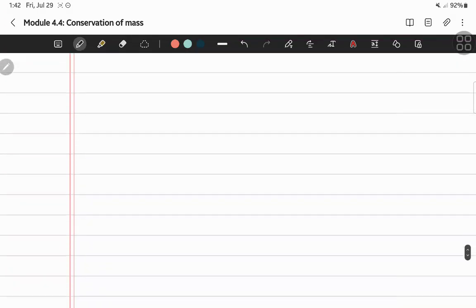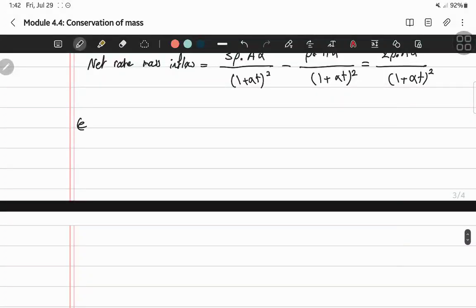All right, so the next part wants us to calculate the total mass at time t. And we would also like to know the reference time.